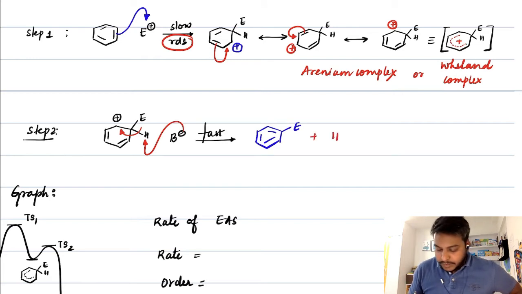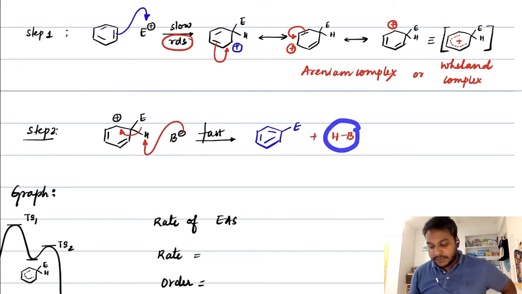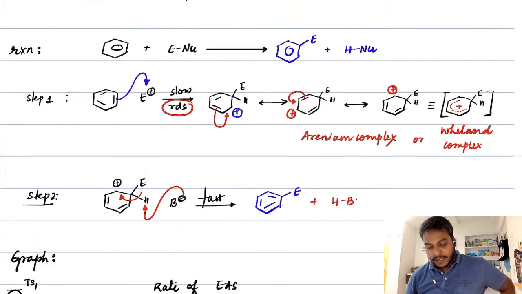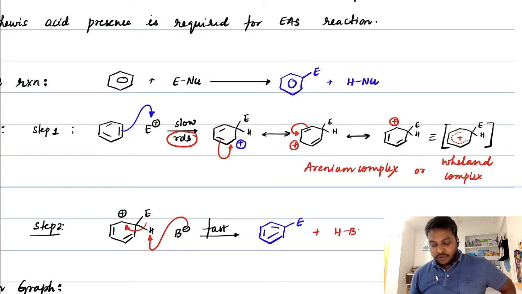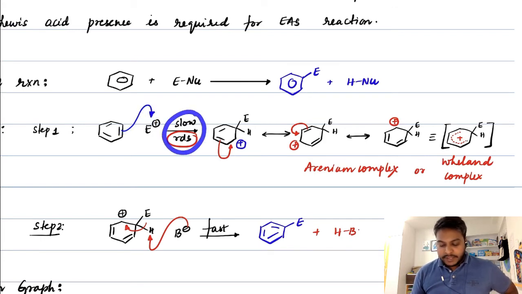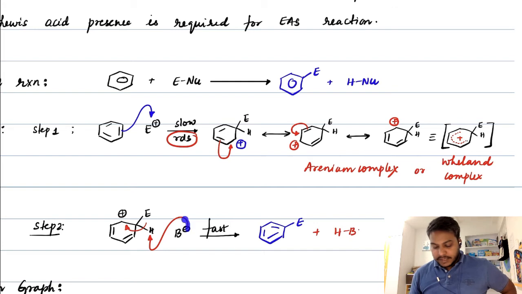So this plus H and B, a base or nucleophile, whatever you want to call it, a nucleophile or a base which is getting connected to this, right? So there are two major steps involved here. The attack of benzene on the electrophile, which is the rate determining step. Second, the base extracting a proton by which aromaticity is retained. And the first step generally is always going to be the rate determining step.